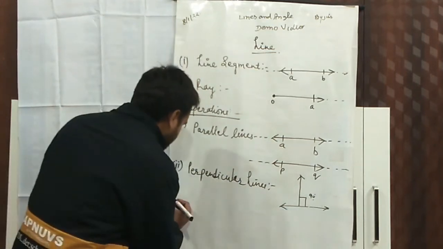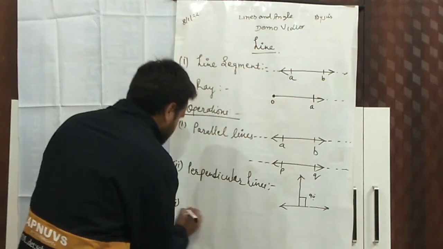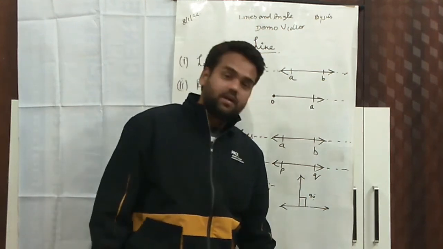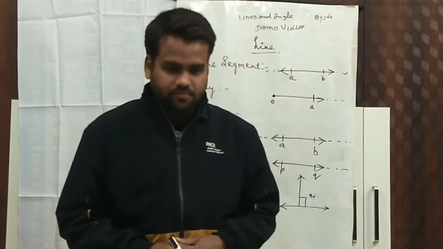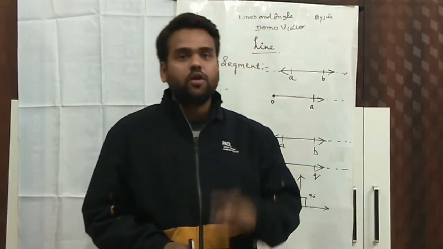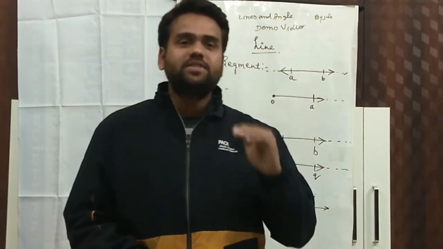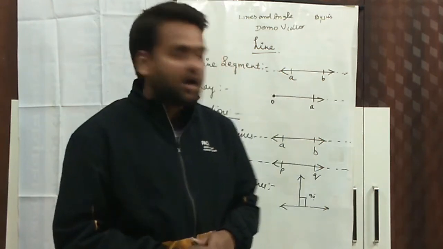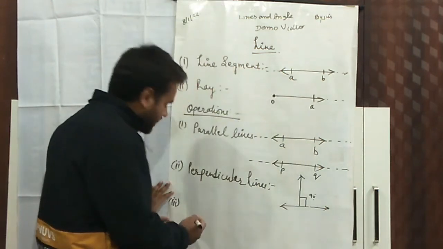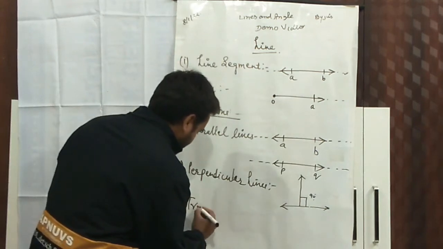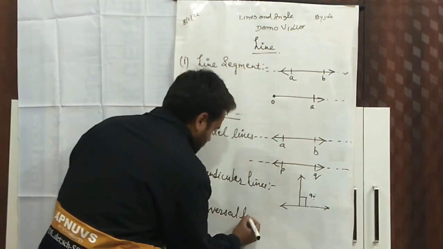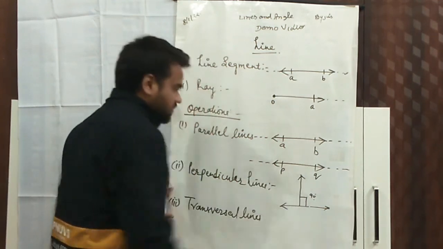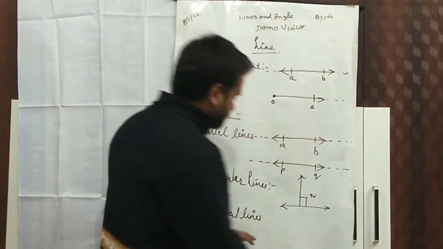Alright, the third one. Third one we have is transversal lines. A transversal line is a line which intersects two other lines at distinct points. How can we draw this? Let's look at it. How the line can be transversal.